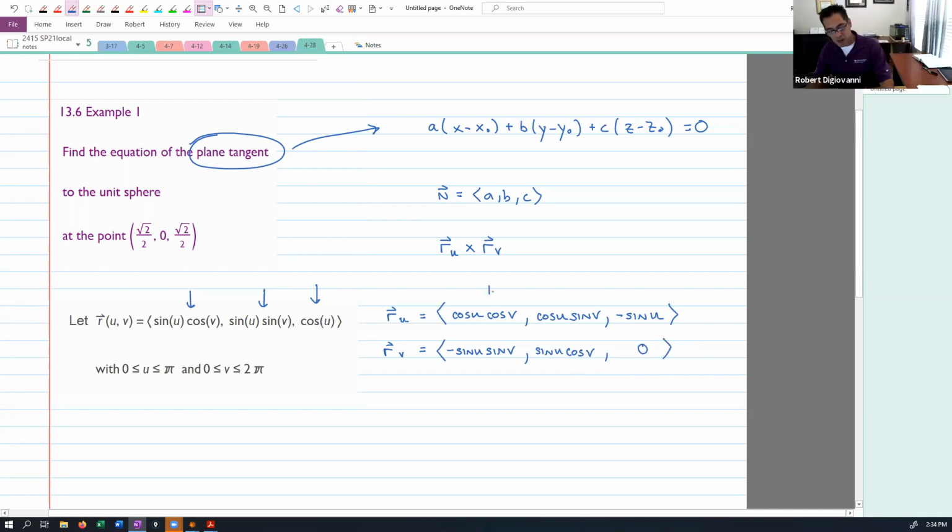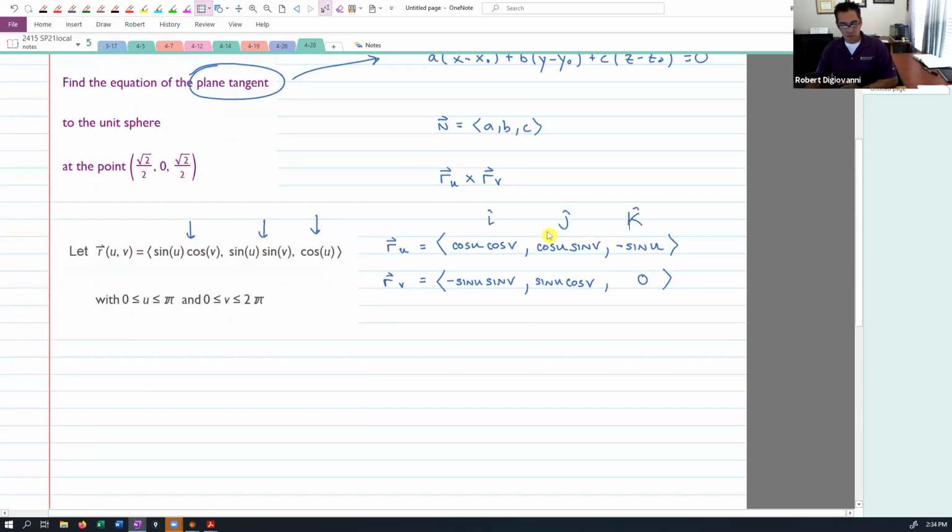So I'm going to save myself time. This is where we do i, j, k, and then we cover up the i and do the little determinant over here. So r_u crossed with r_v will be equal to, okay, the i part of this will be this times 0, which is 0, minus this times this, which is going to be negative sine squared u cosine v.